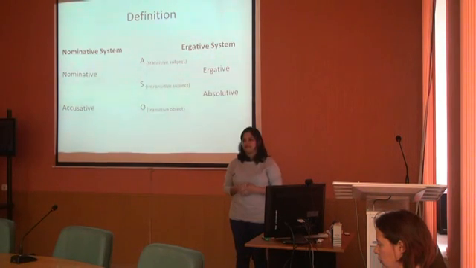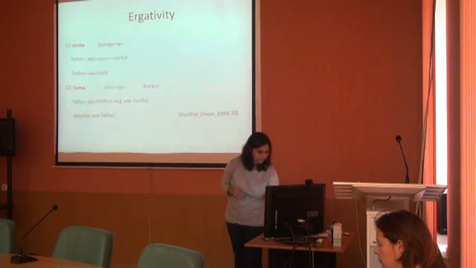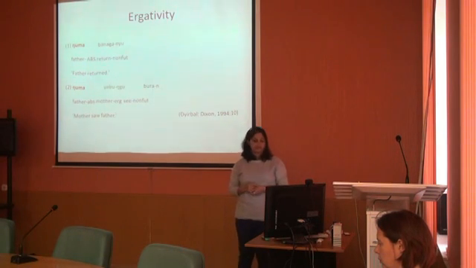World languages are classified as either nominative accusative or ergative absolutive. Nominative accusative are languages which group their transitive and intransitive subjects, S, together to the exclusion of the transitive object. On the other hand, ergative absolutive systems keep their transitive object and intransitive subject together to the exclusion of the transitive subject. Here's an example from Dixon.